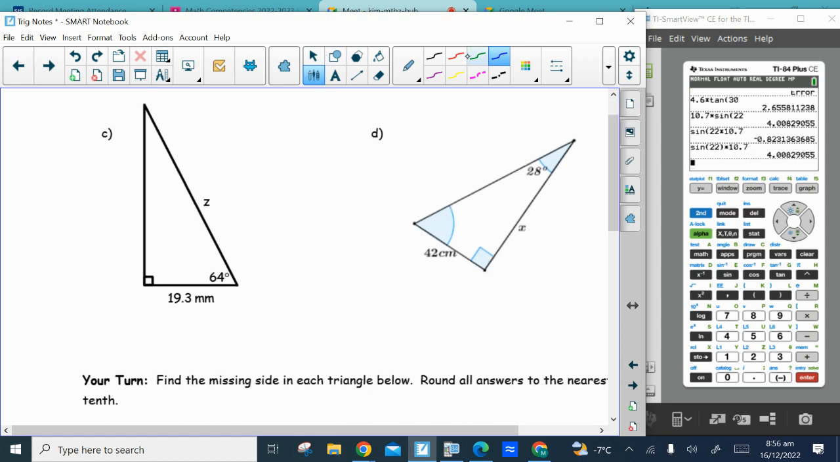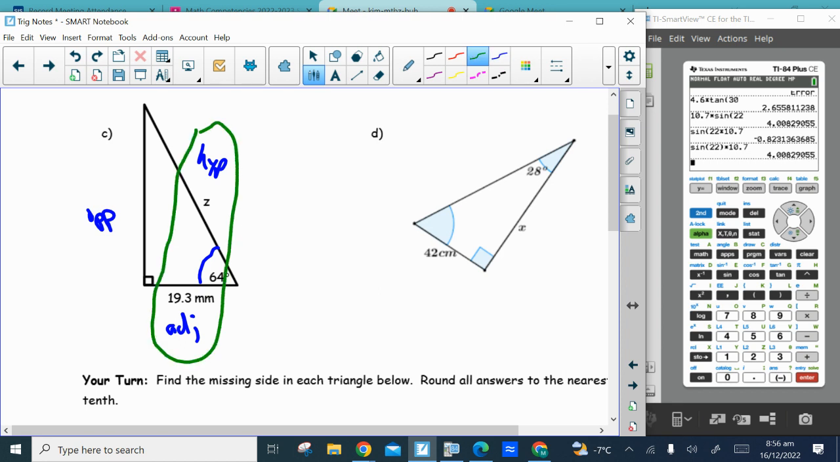All right, question C. Start by labeling the sides of the triangle. The hypotenuse is the side across from the right angle. You're given this angle is 64 degrees. The side across from that is the opposite. Third side is the adjacent. In this case here, we're going to use the adjacent and the hypotenuse. We're trying to find z, which is the hypotenuse. We're given the 19.3, which is the adjacent. We're not asked to find the opposite, not going to use it. We need to use hypotenuse and adjacent.